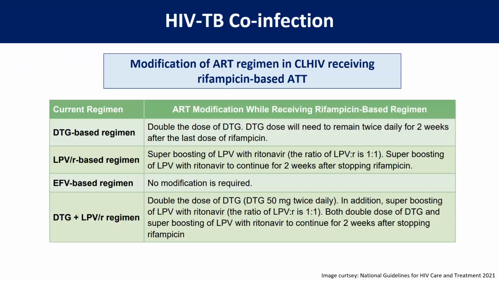In special situations like TB, we have to make a modification of ART. If these children are on a dolutegravir based regimen, use double dosage of DTG. If on a ritonavir boosted lopinavir based regimen, then super boost with ritonavir. Efavirenz-based regimen, no modification. If the children are on a combined DTG and LPVR regimen, then you have to do both: double the dosage of DTG as well as super boost the ritonavir.